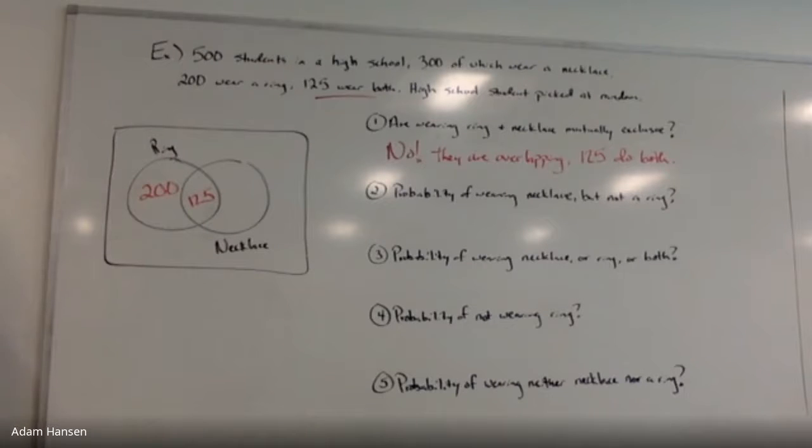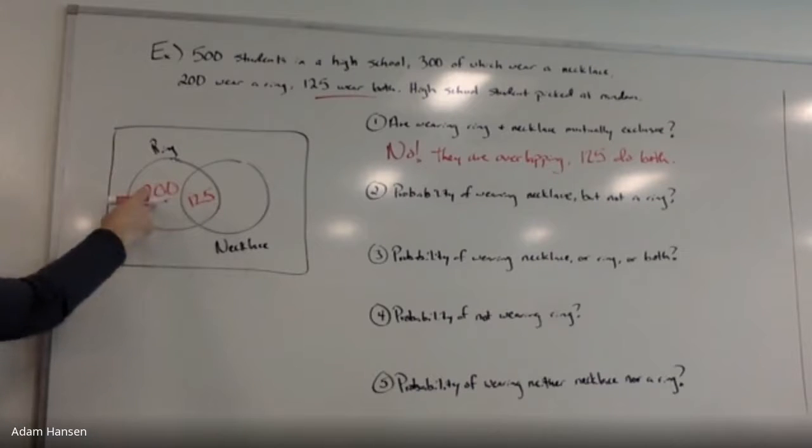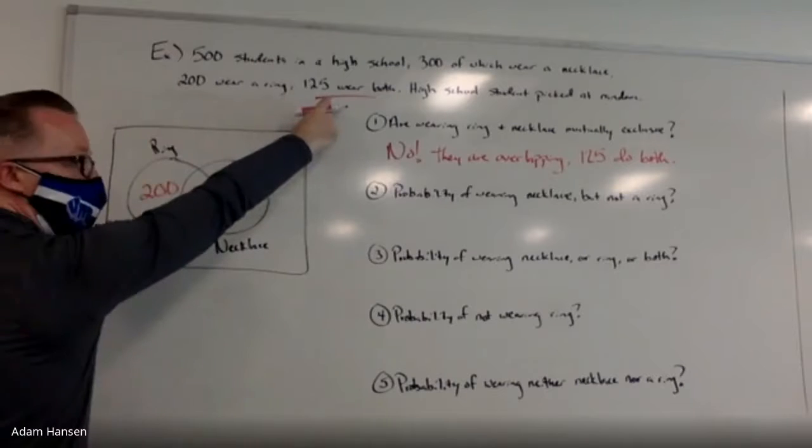Anyone spot my mistake? Here's something everyone does every year I teach this, even in my stats class. What mistake did I just make? I counted up those that do both twice, because I've counted them once here, and I put the 125 here. Didn't I count them again when I put the 200 here? This 200 includes the 125 that do both.